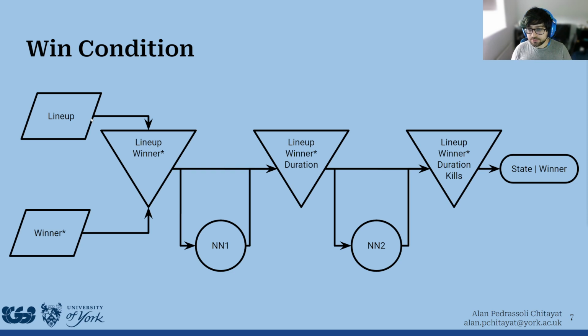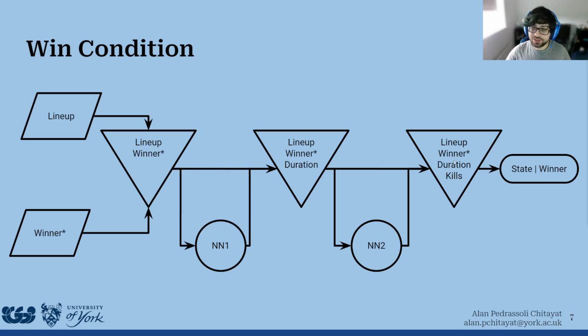And here is a diagram of the win condition system. We have lineup and winner star as our starting point on the left. Both of these features go through neural network 1, which then predicts the final duration of the game. So at what time will the game end? These three features then go through neural network 2, which then predicts the final kills. How many kills would there be in the game? And then combined, these four features give us the state given the winner.